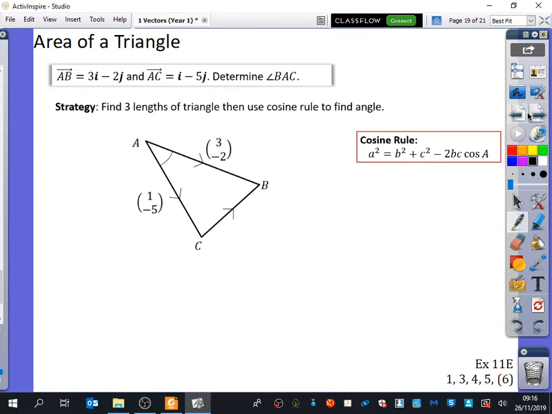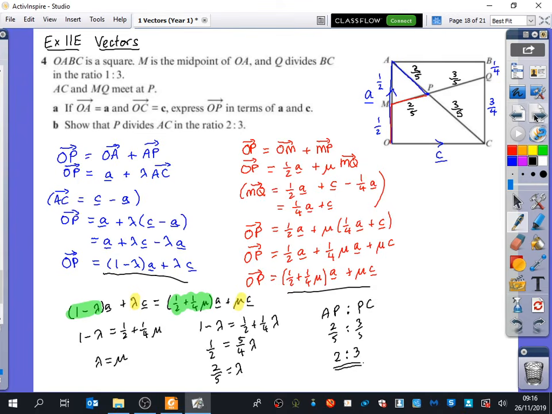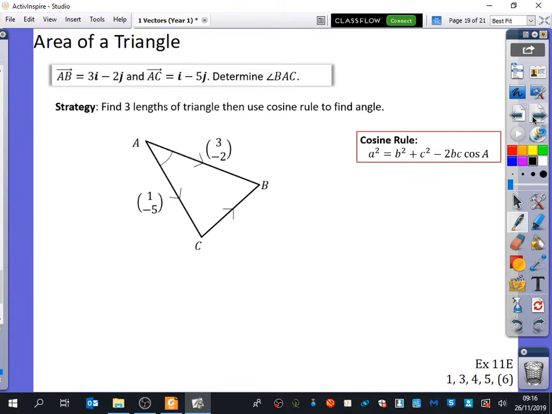Do you want me to leave that back on there for a second? No? Okay. So we're just going to do one last thing from vectors, which is to do with the area of a triangle. This should be right at the end of your vectors booklet here.